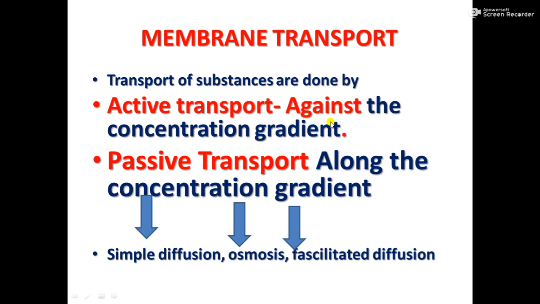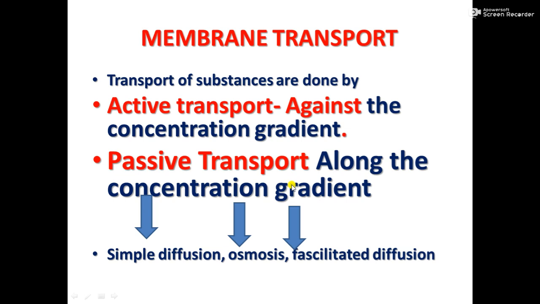So utilizing energy against the concentration gradient, that is from lower concentration to higher concentration, substances can move. Then next is passive transport. Passive transport does not need ATP energy. This is taking place along the concentration gradient, that means higher concentration to lower concentration only substances can move. So, understood the differences between the two?